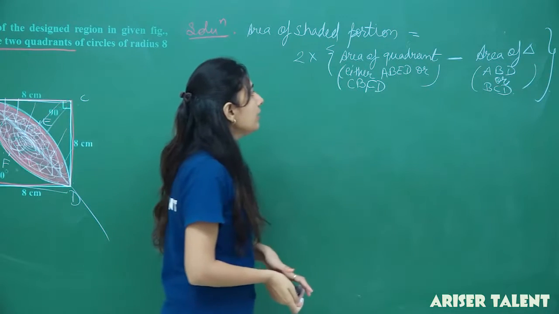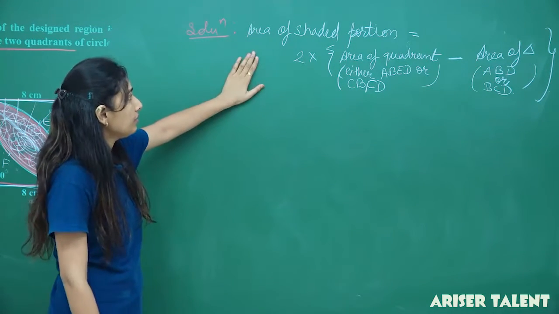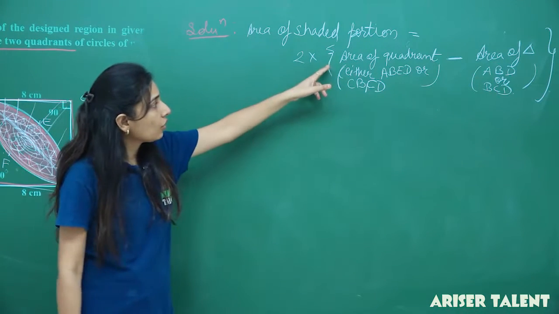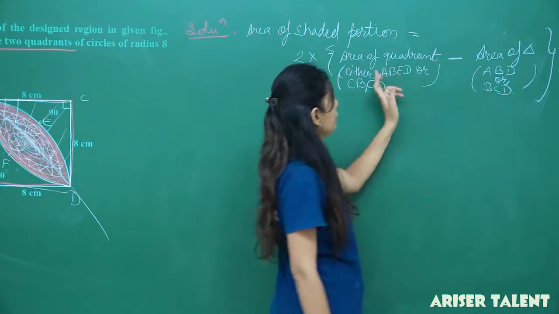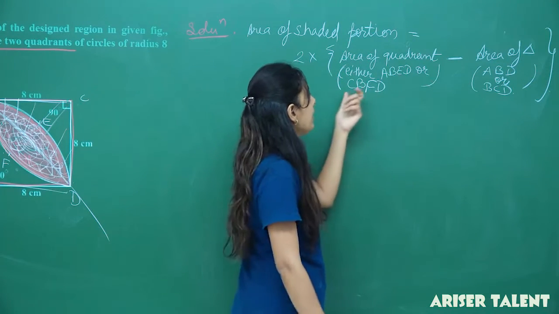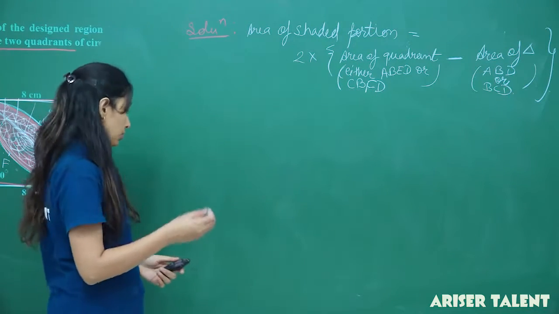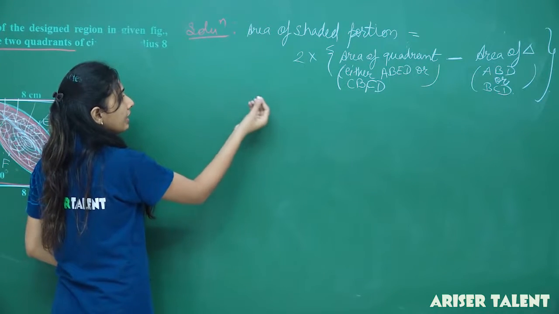It's not compulsory for you to write it like this. You can just write 2 into area of quadrant minus area of triangle. Now mention the area of quadrant ABED, anyone from them. If you are using ABED, then use ABD, and if you are using BCF, then use BCD.